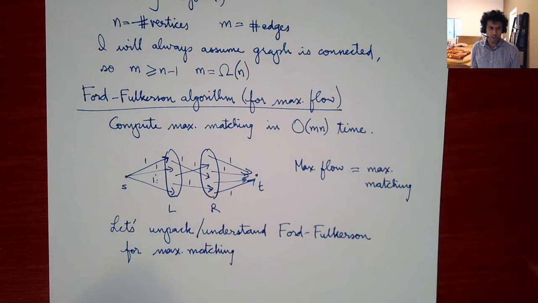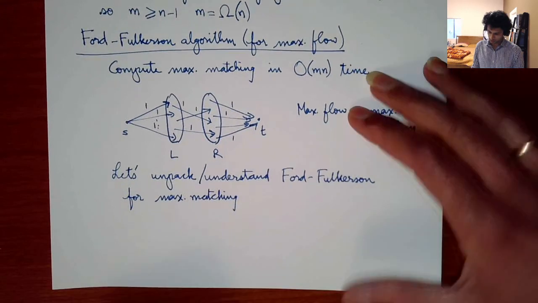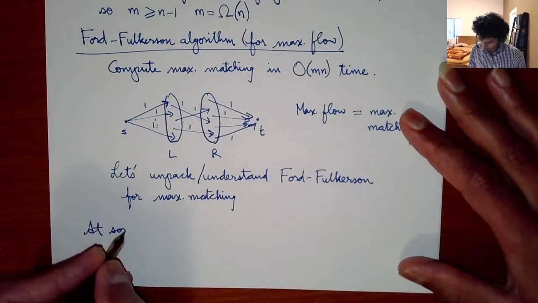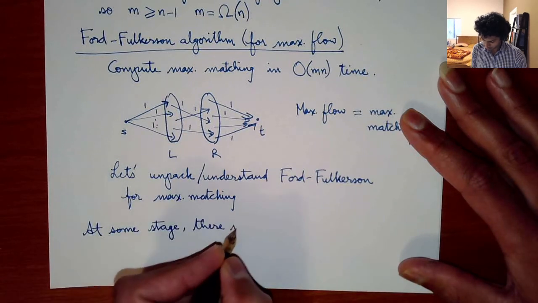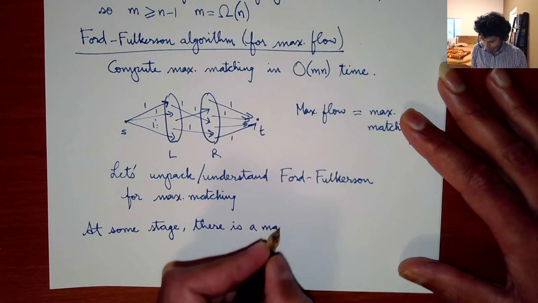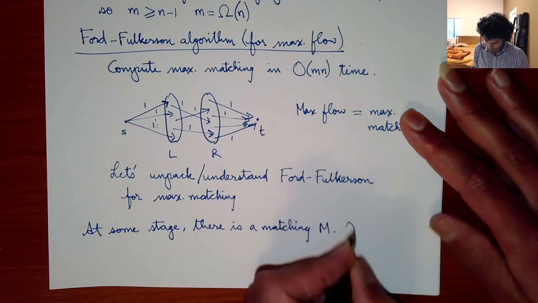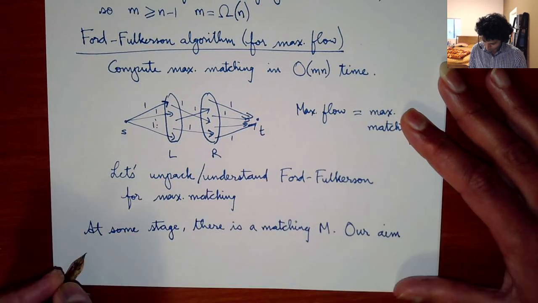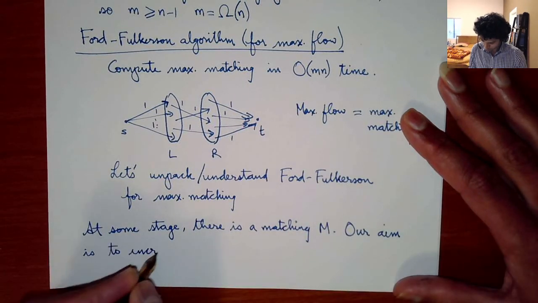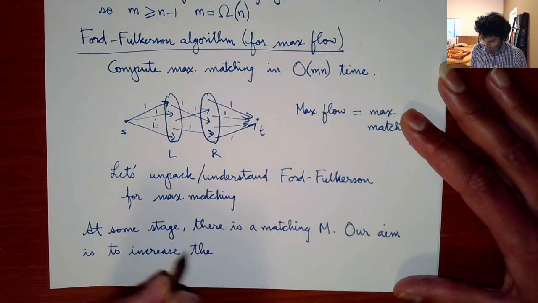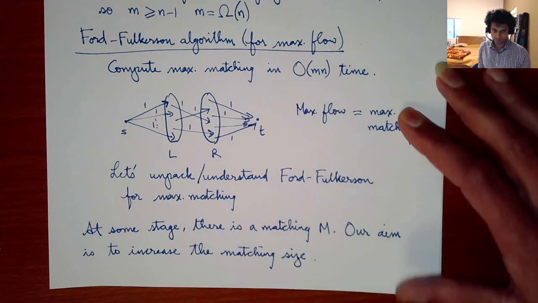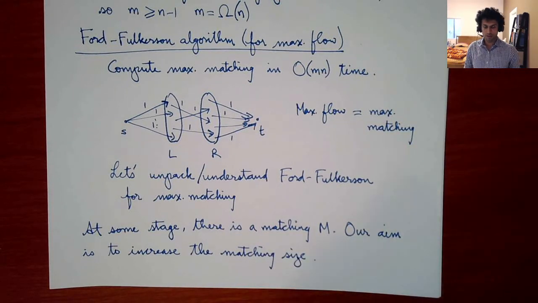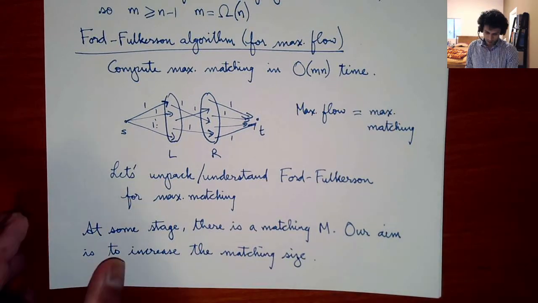Here's how the algorithm works. At some stage, there is a matching M, and our aim is to increase the matching size. How is this going to work? Let's see what Ford-Fulkerson basically does.